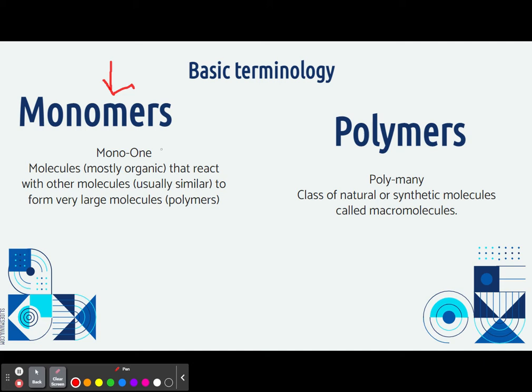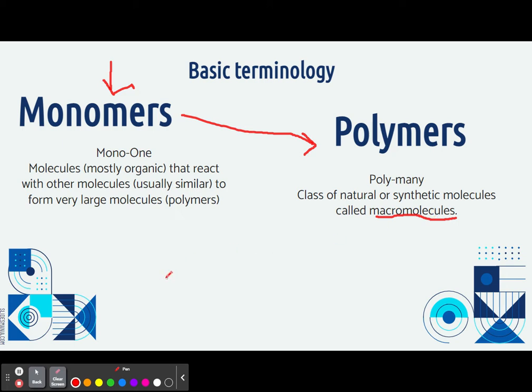This is one monomer that makes a polymer. Okay, so all of them are made up of monomers. You put your monomers together, you make a polymer. The other term you need to think about is macromolecules. This is what we're talking about. Macro means big. These are huge molecules. So poly means many, macro means big.